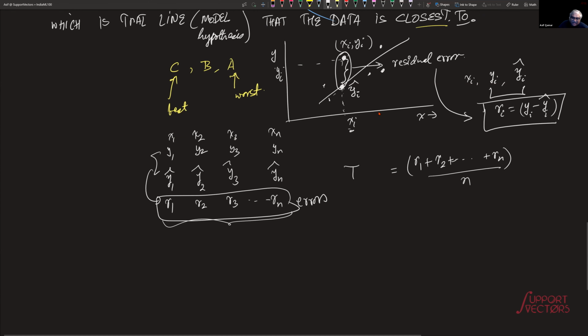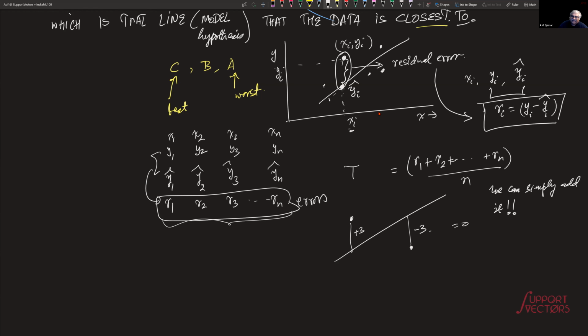Exactly. So what happens about a line, this much is positive plus 3, right? And this much is minus 3. So what will happen to the error? The total error will become 0. Plus and minus will cancel each other out, right? So we realize that we cannot simply add it, because what we really care for is the size of it. We don't care whether it's above or below. The gap, we want to look at the size of this, not the sign, not the positivity or negativity of it.